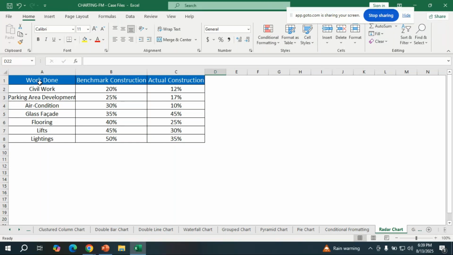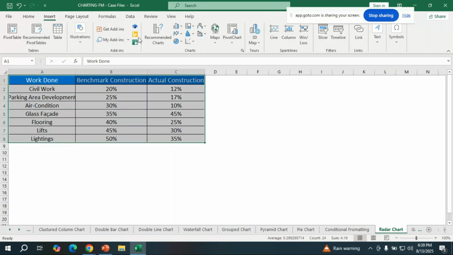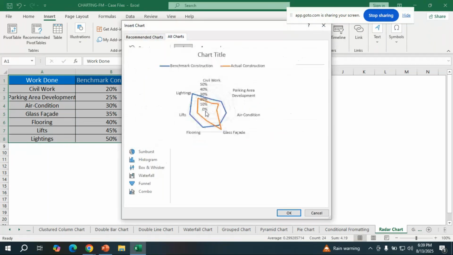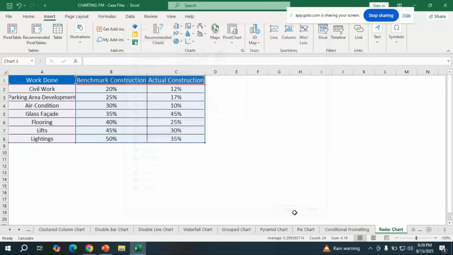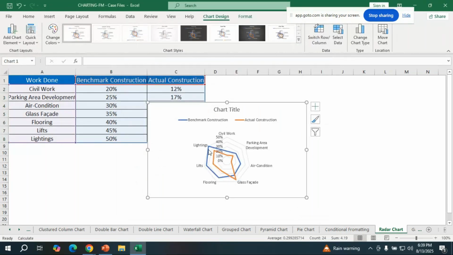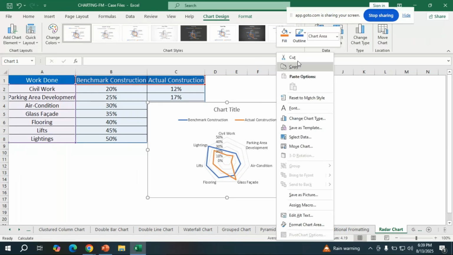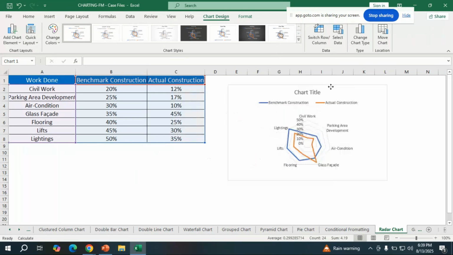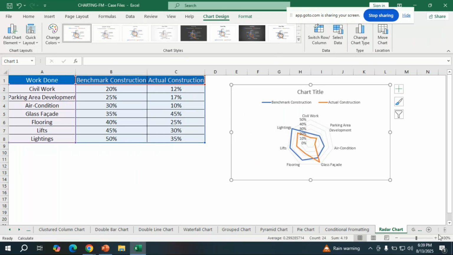Okay, so how do you put this up in a radar chart? As usual, you complete this data and then select this data. Go to the Insert tab, go to Recommended Charts, All Charts, and you have your radar chart here. This is how you get a radar chart. The blue represents the benchmark construction, and this is the actual construction. You can try out this radar chart with various styles. So start working on the same, complete the radar chart.